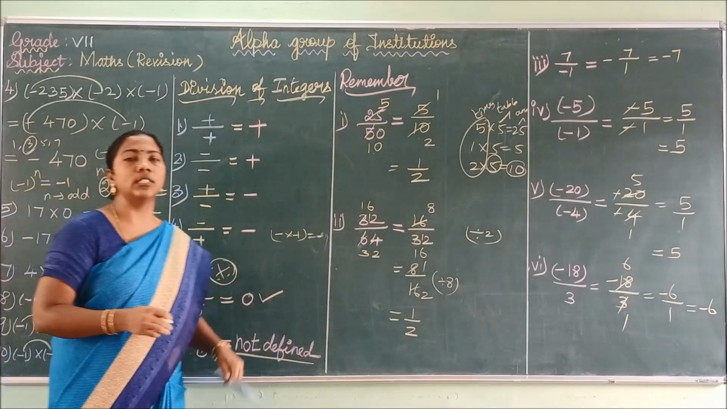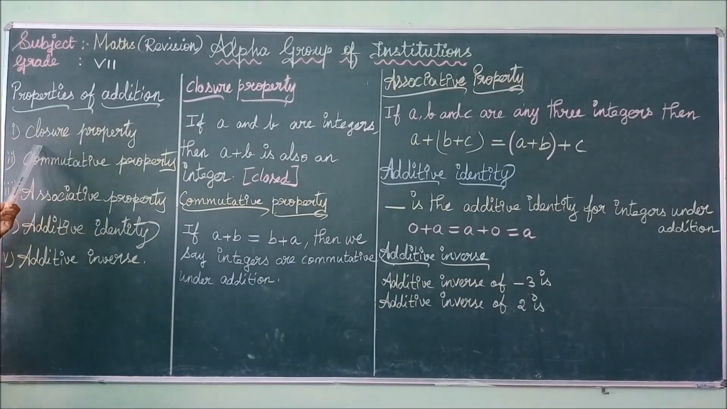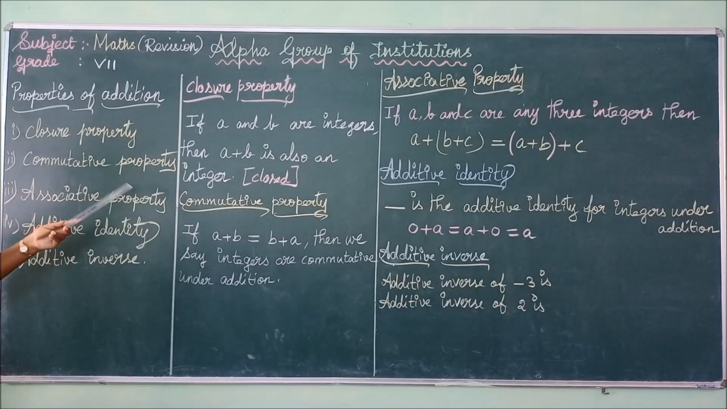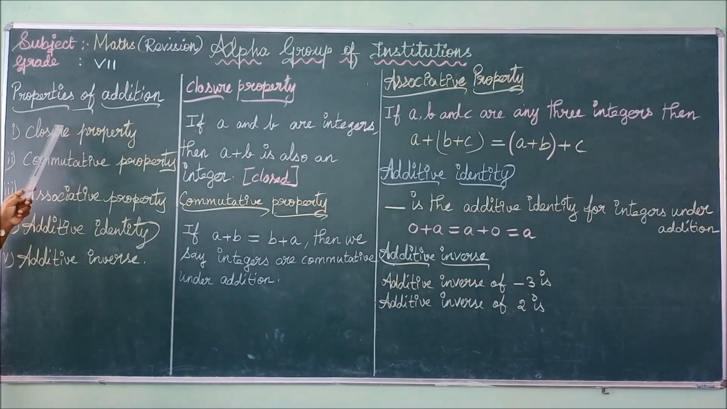Okay. Next we are going to see properties of addition. What are the properties of addition of integers? Closure property, commutative property, associative property. You know the pronunciation of the words. Okay. Additive identity, additive inverse. If the question is asked to write the properties of addition of integers, you have to write the names of these properties. What are they? Closure property, commutative property, associative property, additive identity, additive inverse.